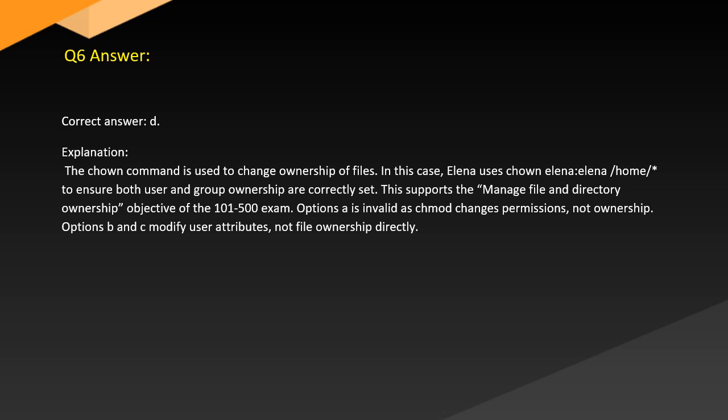Answer. Correct answer D. Explanation. The chown command is used to change ownership of files. In this case, Alina uses chown alina /home/* to ensure both user and group ownership are correctly set. This supports the manage file and directory ownership objective of the 101-500 exam. Option A is invalid as chmod changes permissions, not ownership. Options B and C modify user attributes, not file ownership directly.